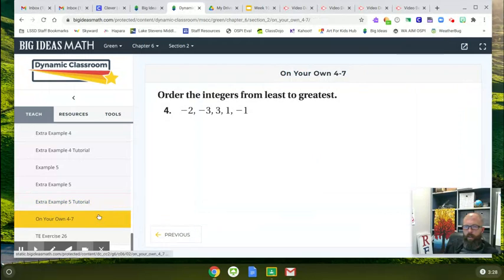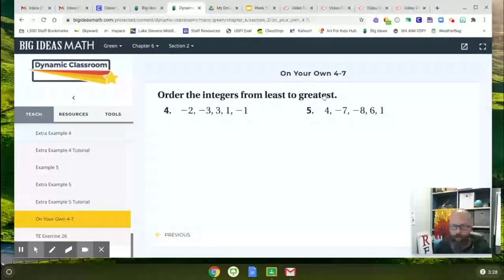Let's try a couple of these on your own. We're just going to do 4 and 5. It says order them from least to greatest. Negative 2, negative 3, 3, 1, and negative 1. So draw a number line for these two and list these from least to greatest. Go ahead and pause your video. 1, 2, 3, pause.